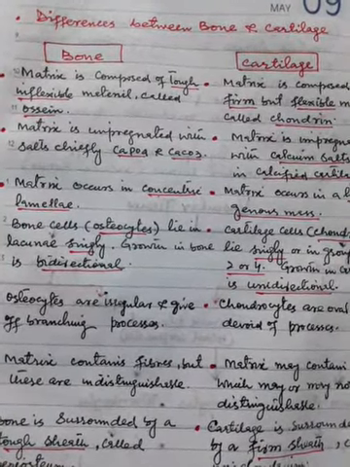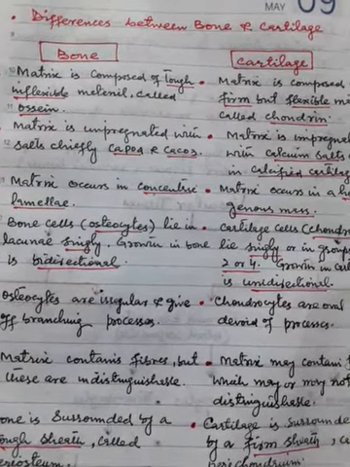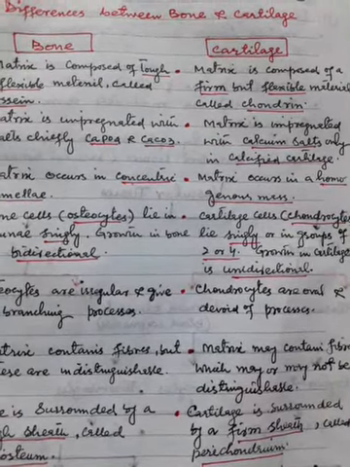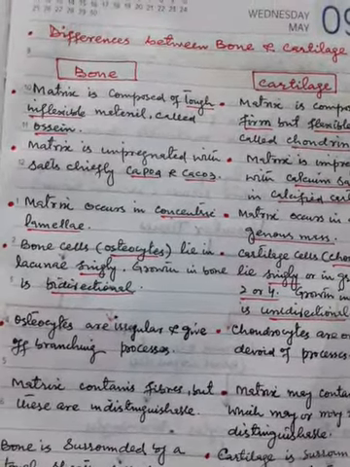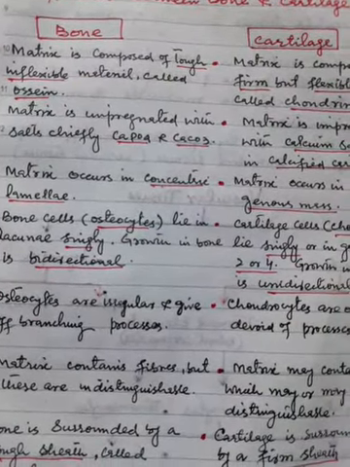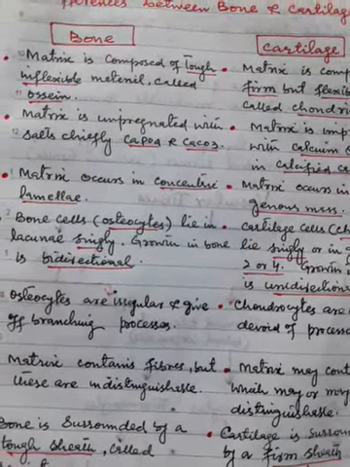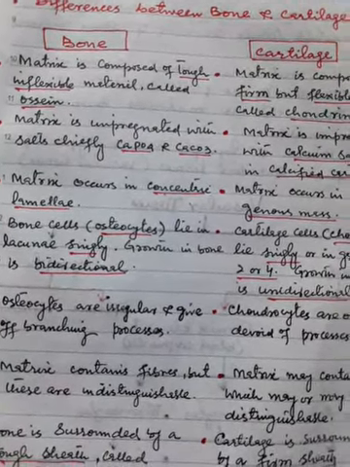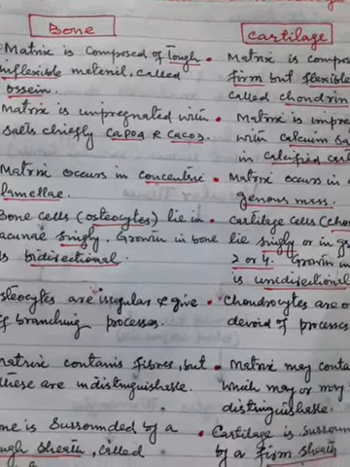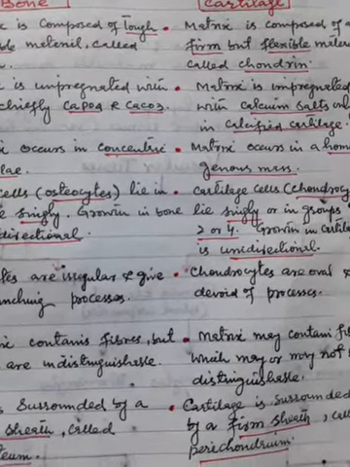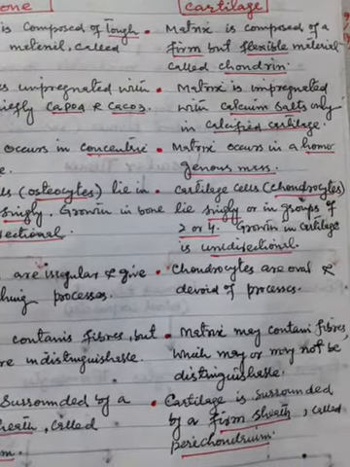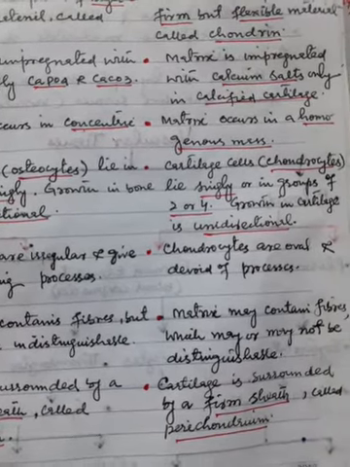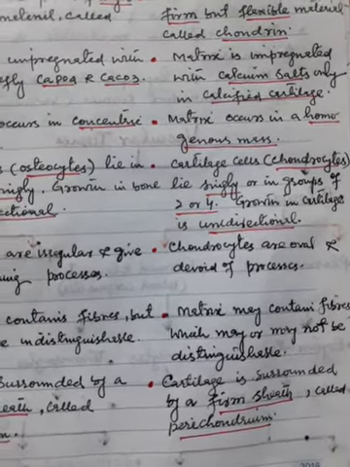Inside the bone, the matrix occurs in concentric lamellae, while in the cartilage, the matrix occurs in a homogeneous mass. Bone cells, also called osteocytes, lie in lacunae singly. Growth in bone is bidirectional. Cartilage cells, which are called chondrocytes, lie singly or in groups of 2 or 4. Growth in cartilage is unidirectional.